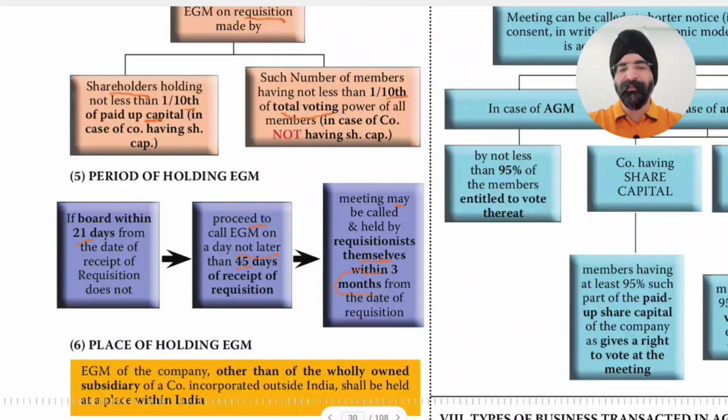Here, months is important. The total tenure is 3 months if they themselves are proceeding. Otherwise, for companies, time period is given in days, 21 days, 45 days.